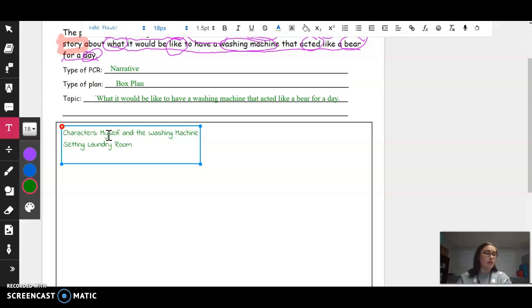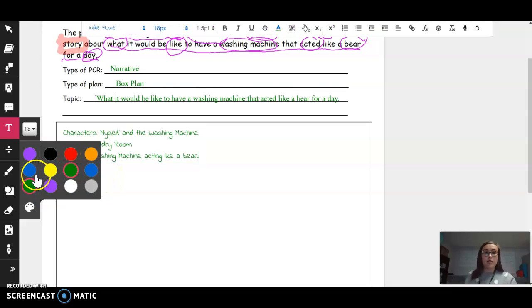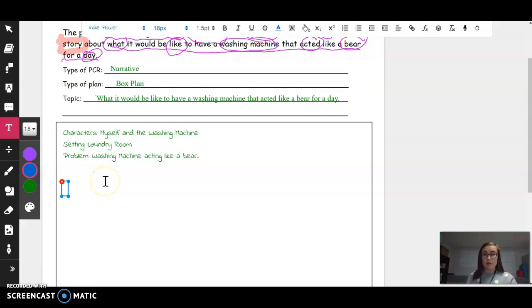And then my last is my problem. There's always a problem in a story. And in this case, looking at the poem, my problem is that my washing machine is acting like a bear. So washing machine acting like a bear. That is my problem. So that concludes my character, setting, and problem. Now I'm going to go over to my events. There are 4 events.